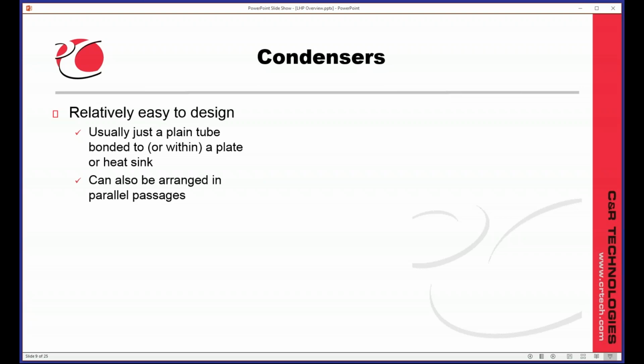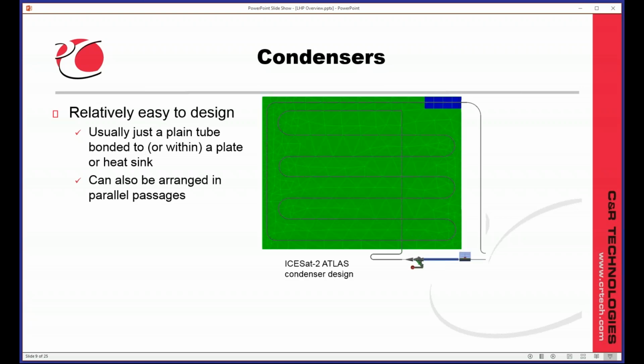Good news about condensers is they're easy to design. It's usually just a plain tube, often a very small diameter tube. You can arrange it however you want inside of a plate or inside of a heat sink. You can have parallel passages and so forth. And this is an example of one condenser. This is a radiator, so it's a radiative environment off of this condenser. And this is from a particular design that transports the vapor line over. So this is not actually connecting to the condenser plate until this point. At this point, it starts to serpentine back, condensing until finally it gets very cold and then comes back and actually reheats a little bit before it exits.